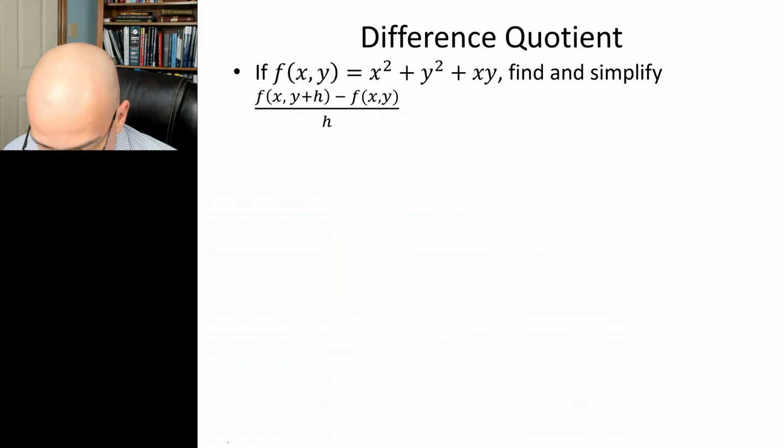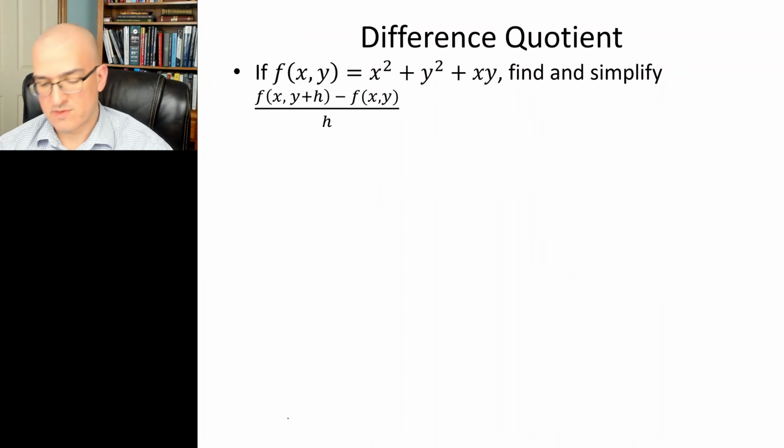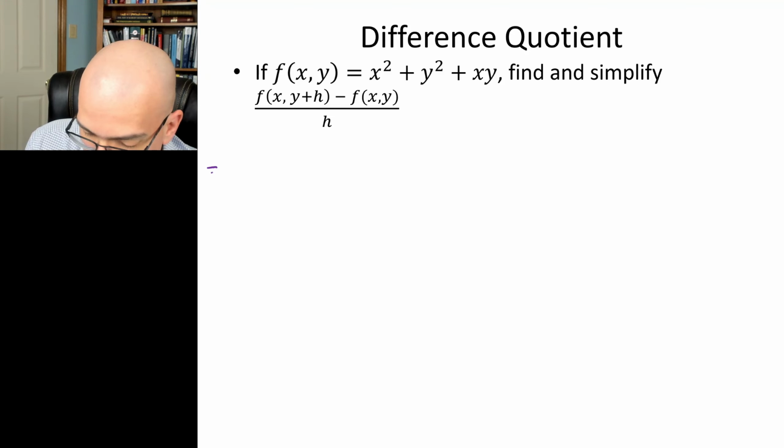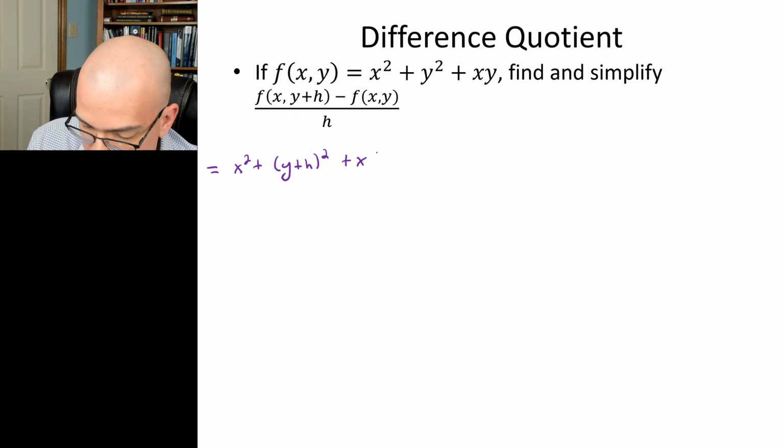Just for the sake of argument, why didn't we do this? We did f of x plus h comma y. Why didn't we do f of x comma y plus h? Why did the x get the extra h instead of the y? And the answer is there's no reason for that. We could have done this instead. We could have looked at the difference quotient for the y variable instead of the x variable. So if we do that, we'll get the following. We'll get x squared plus, now we're replacing the y by y plus h squared plus x times y plus h minus f of xy, x squared plus y squared plus xy, all divided by h.